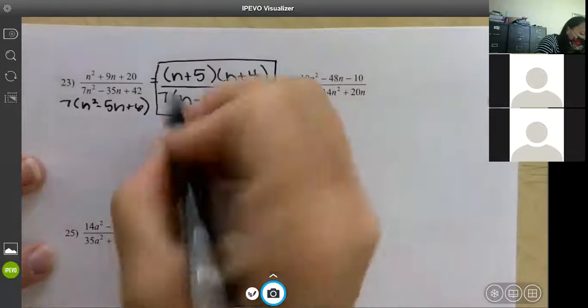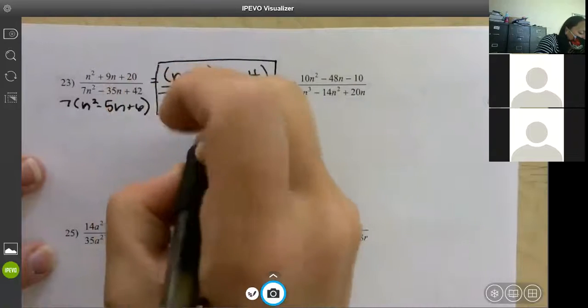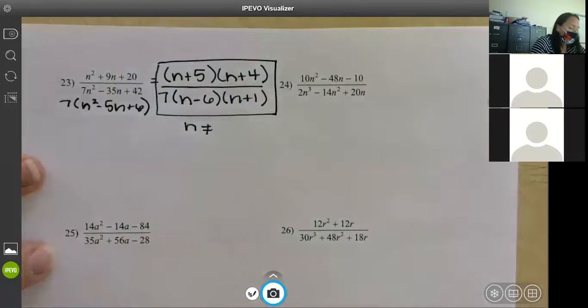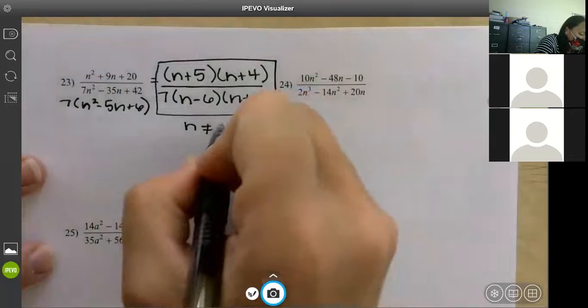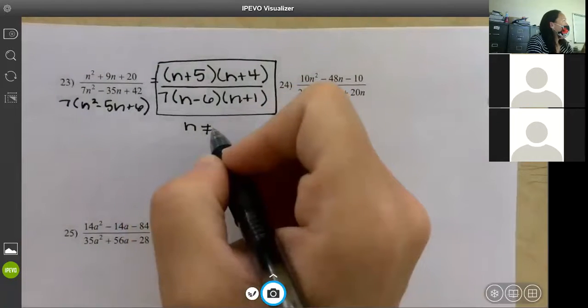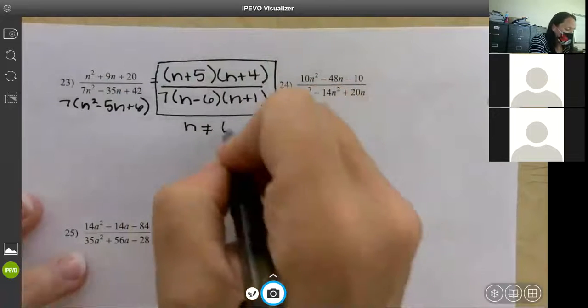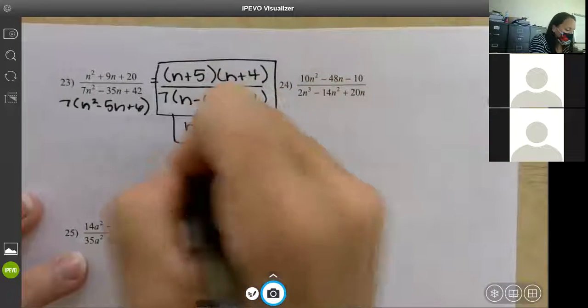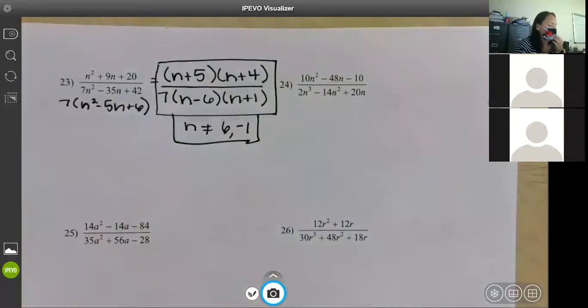I'm going to piggyback onto it though. We do have vertical asymptotes, so n cannot equal what? Look at your bottom. What 2 numbers can it not equal? What'd you say? Nope. Fix it. Not -6, but +6 and -1. So there's your excluded values.